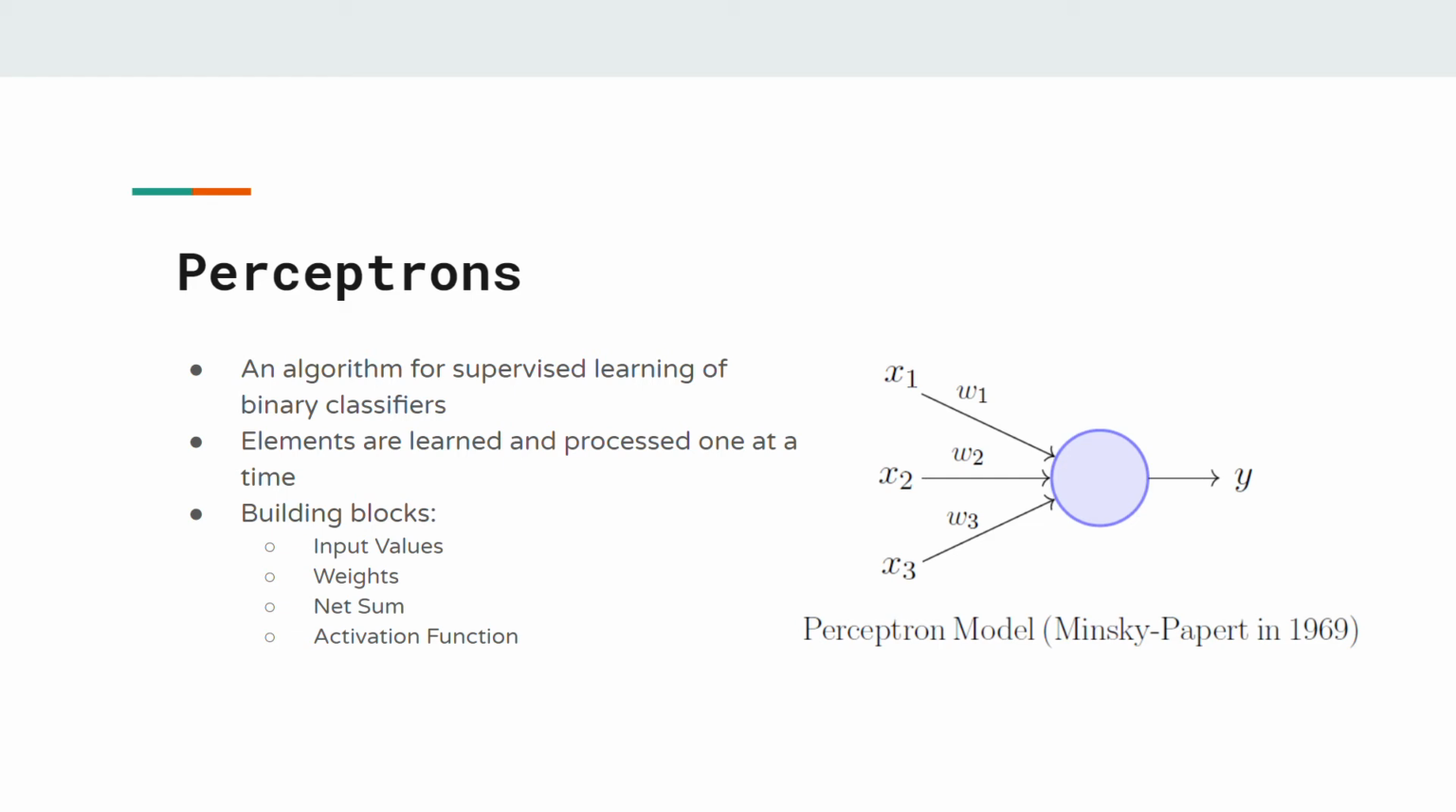We can see an example of this on the left. x1, x2, and x3 are our input values. w1, w2, and w3 all are our weights. These are combined to get our nice purple circle, which is our net sum, and that net sum is then applied to our activation function, and we get y, which is our output.